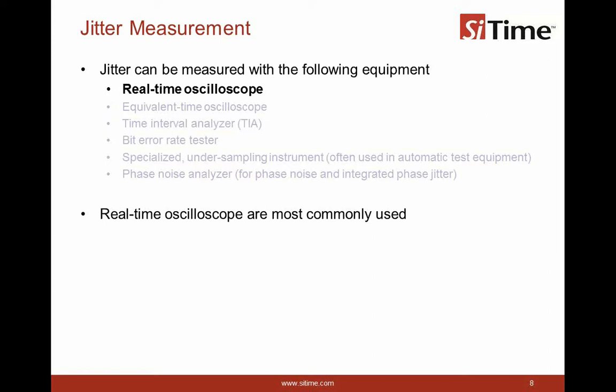Most people use real-time oscilloscopes for jitter measurement today, and that's what we're going to focus on. There are many other methods to measure jitter, especially period jitter, like equivalent time scopes, time interval analyzers, bit rate testers, and so on. But I don't focus on those today because they are not commonly used anymore, since real-time scopes are so powerful today. Great. So we're focusing on real-time sampling scopes. Yes, that's what we are focusing on.